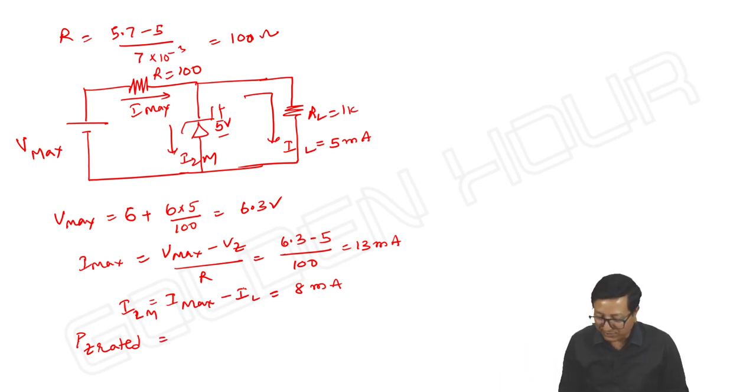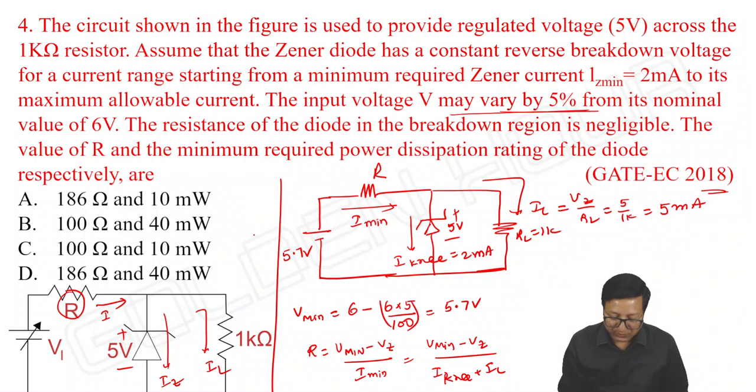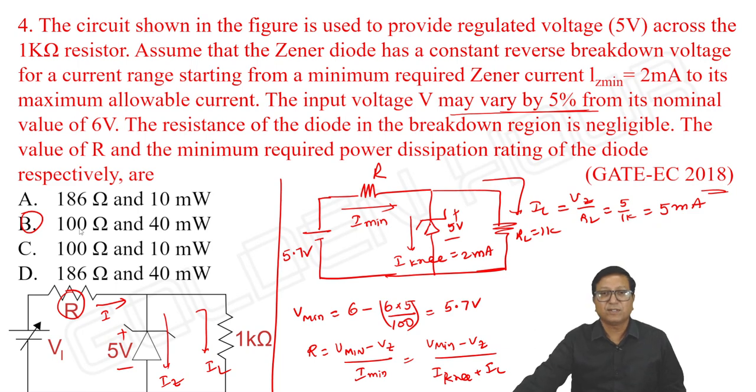So PZ rated is equal to VZ into IZM. VZ is equal to 5 into 8 into 10 power minus 3. It is 40 milliwatts. Look at the options. So option B is correct. It's a simple question. Okay.